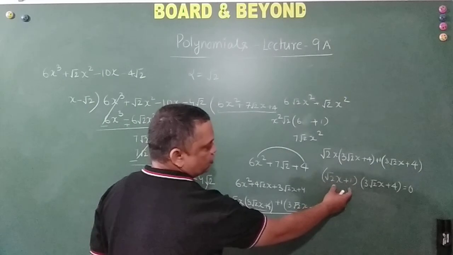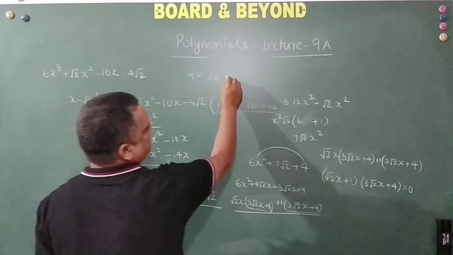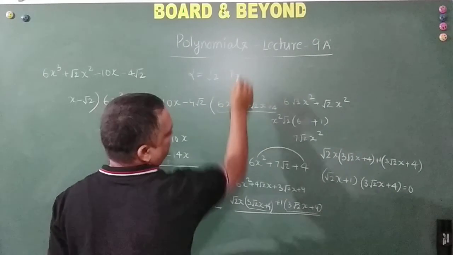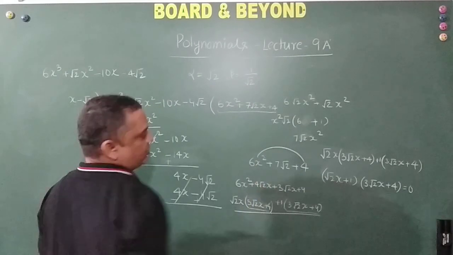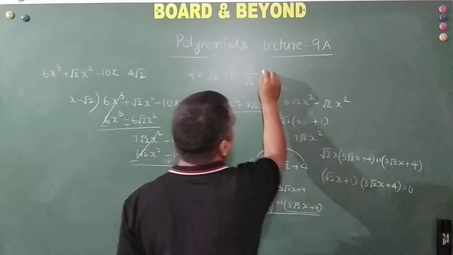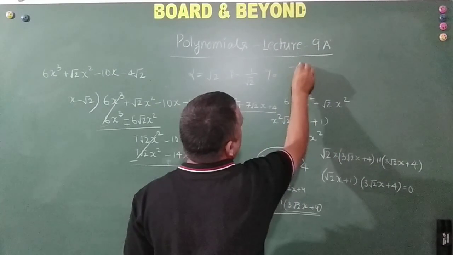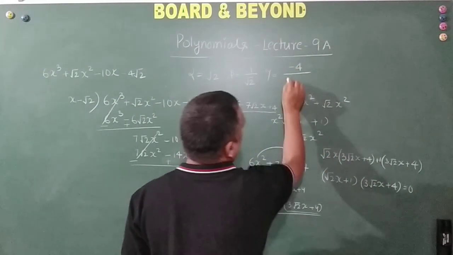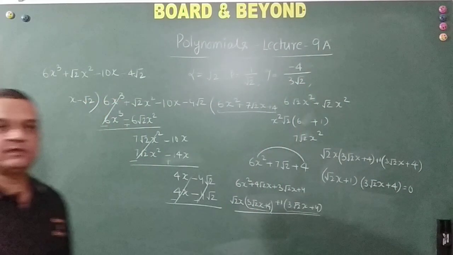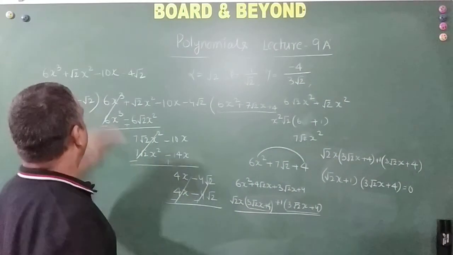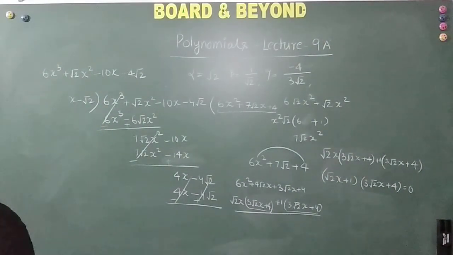Now equating this to 0, beta is nothing but what? Minus 1 by root 2. You got my point? Equating this to 0, gamma is equal to how much, my friends? That is equal to minus 4 divided by 3 root 2. So these two are the other roots for this cubic polynomial, right? You got my friends? So this is what it is.